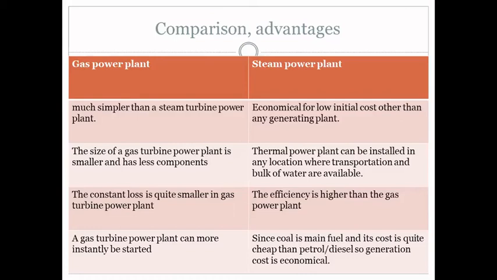And now let's talk about the advantages of a steam power plant. First of all, it's economical, with a low initial cost compared to any other generating plant. Second, a thermal power plant can be installed in any location where transportation and bulk water are available. Third, the efficiency is higher than the gas power plant. And last, since coal is the main fuel and its cost is quite cheaper than petrol and diesel, the generation cost is economical.